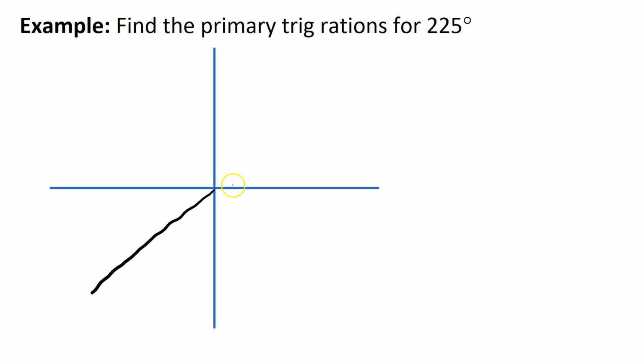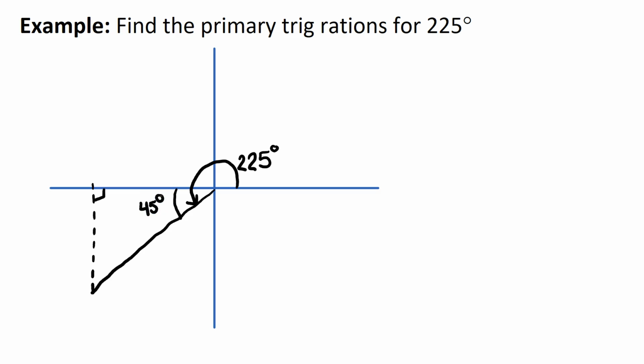So this is a rotation of 225 degrees. From this, I have to generate a right angle triangle that I can then pull my primary trig ratios from. To get that right angle triangle, I simply drop a perpendicular down to the horizontal axis, and I pull out the related acute angle, which is 45 degrees.